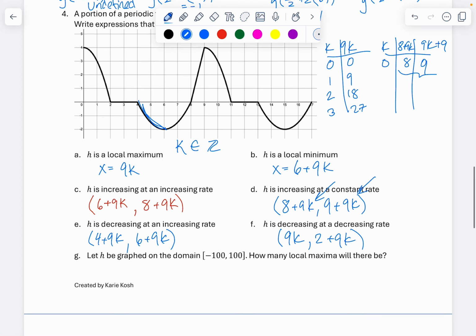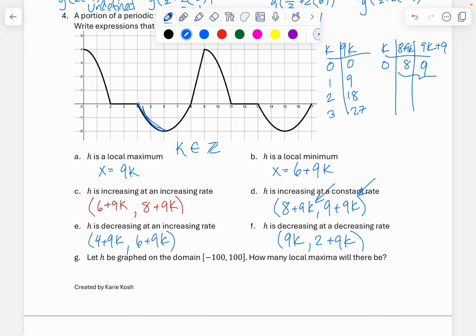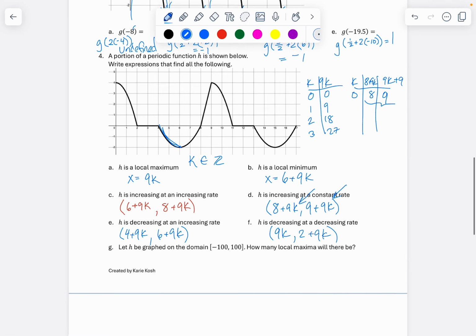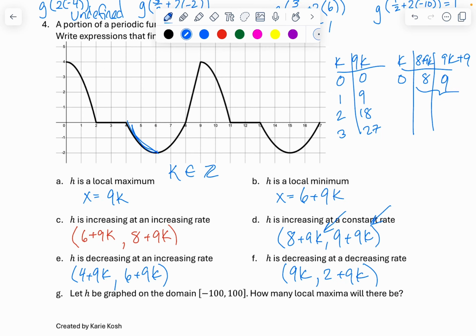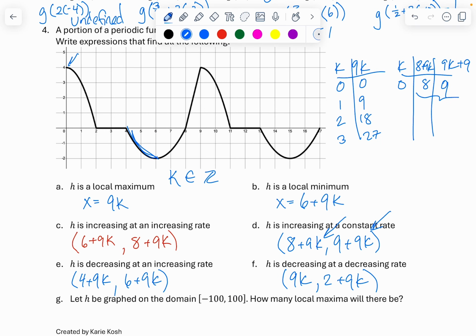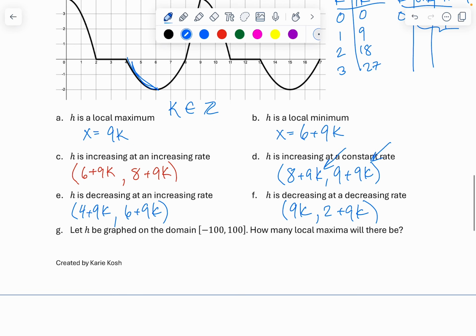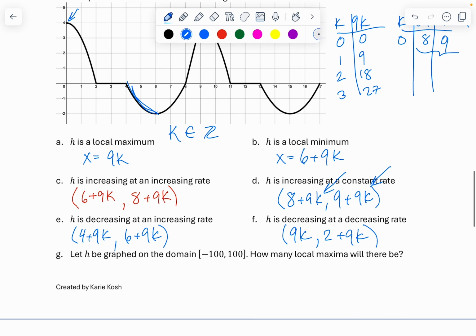Okay. Oh, and this next one, I was doing the practice that I wrote, and this next one was a little tricky, the way I wrote it on the practice. So let's see if I can make this make sense. Okay. So it says, let H be graphed on the domain negative 100 to 100. How many local maxima would there be? Well, every period is actually starting with a local max. So we need to figure out how many periods are we including here. And our period is 9.